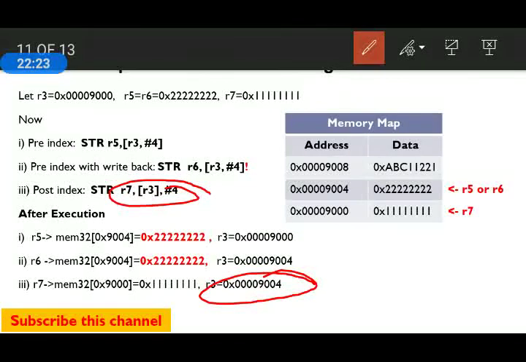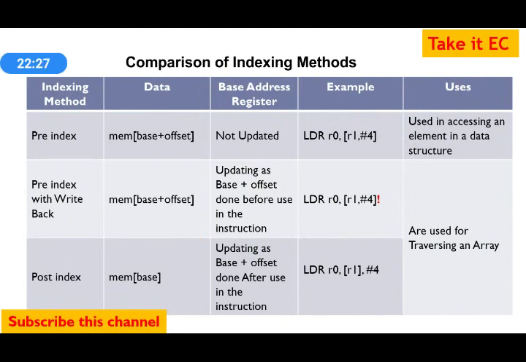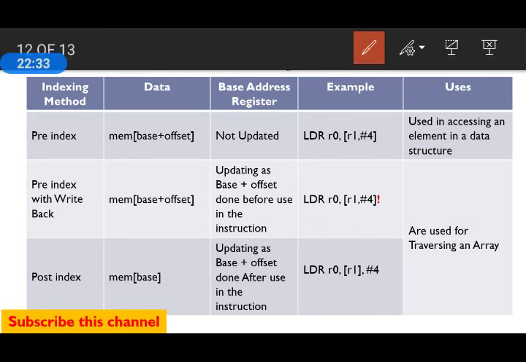Okay, so now let us continue to the next slide. In this slide I am going to compare all the indexing methods. In the first column I have taken all the indexing methods. In the remaining four columns I have taken some parameters to compare these. Let us compare how the data is accessed from the memory. That is the heading for the first parameter.